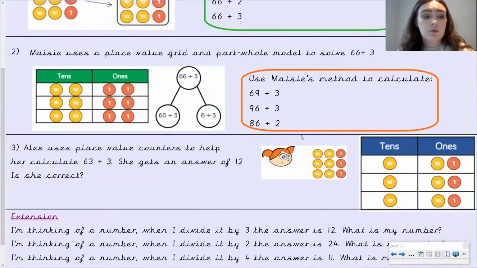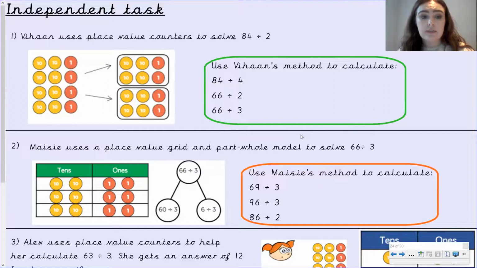So you have got 3 activities to choose from. Please pick the one that is most suited to you. You don't have to do them all. If you would prefer just to do activity 1, that is absolutely fine. If you want to just do activity 2, that's fine, or just activity 3, that is fine as well. If you want to do them all, again, that is absolutely fine, but please pick the one that is most appropriate for you.